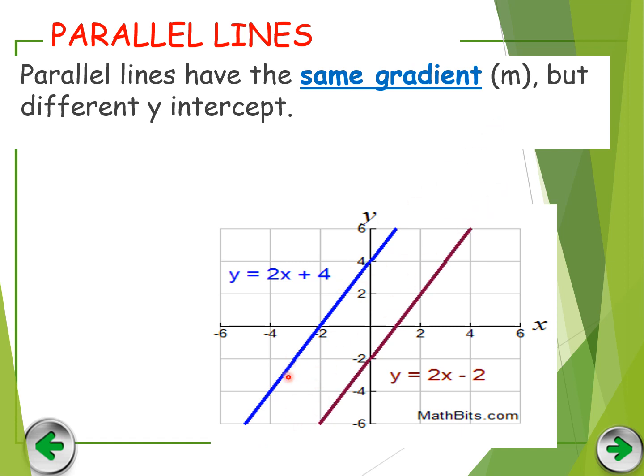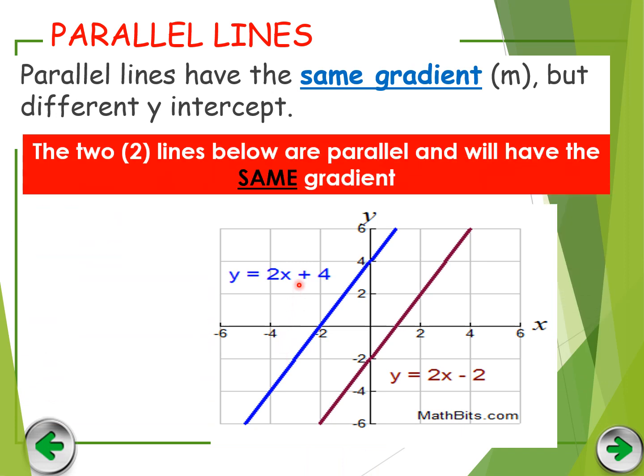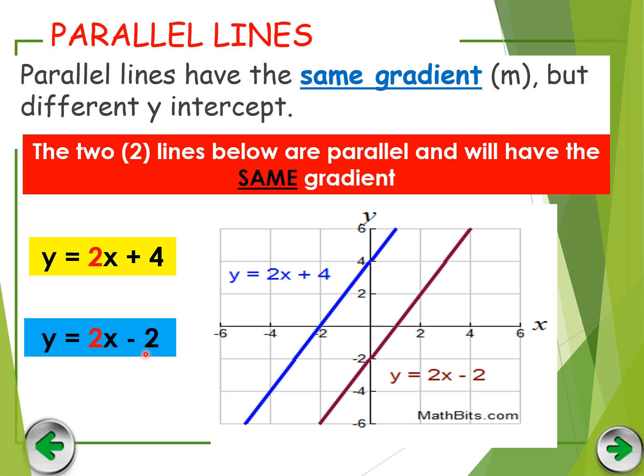So they're parallel lines. Based on the formula y equals mx plus c, we can see that the gradient for y equals 2x plus 4 is 2, and the gradient for the line y equals 2x minus 2 is also 2. So the two lines are parallel and have the same gradient, and that gradient m is equal to 2.